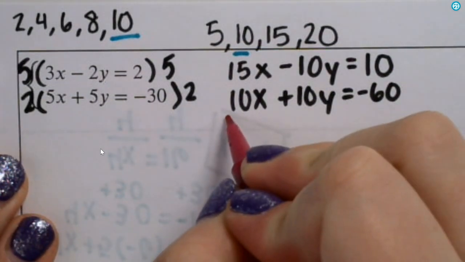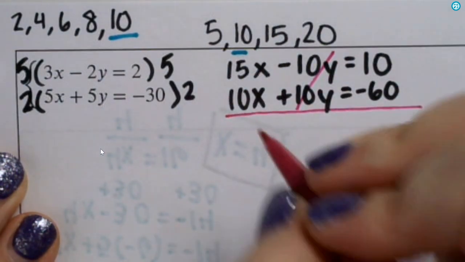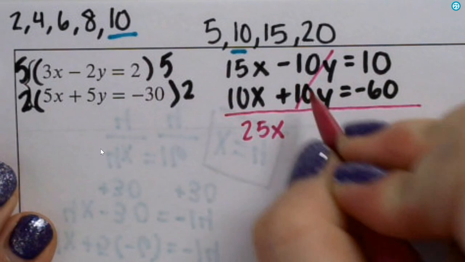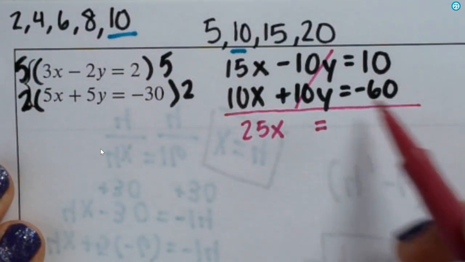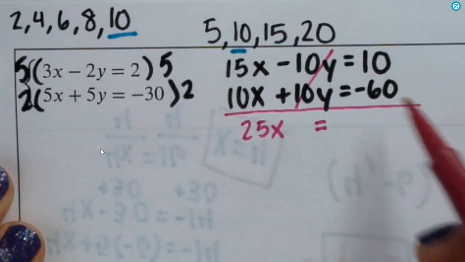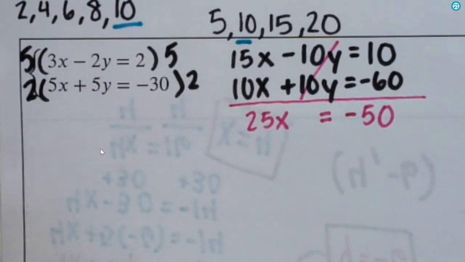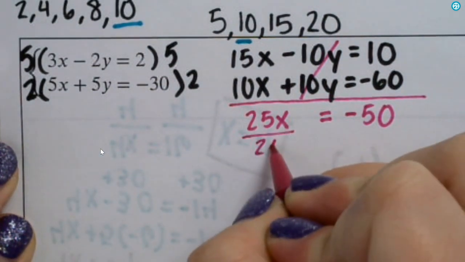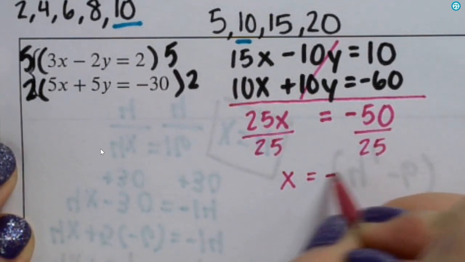Yep. So in this one, our y's cancel out. We've got 15x plus 10x, which is 25x. Our y's cancel out. And then 10 plus negative 60, or 10 minus 60, is negative 50. And then from here, we solve for x, plug it in, solve for y. So 25x, we're going to get rid of the 25 by dividing. We'll get x equals negative 2.